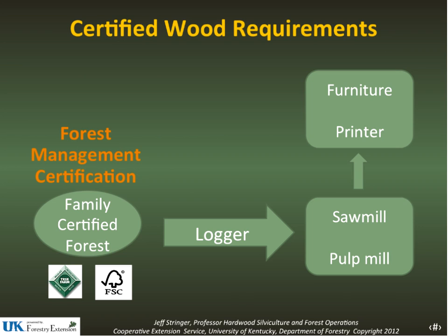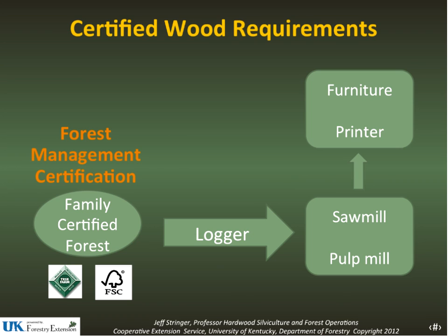Here we've got a diagram of a chain of custody, or a supply chain, if you will, that runs from the certified forest. Here we've got family certified forests that are certified either by American Tree Farm or Forest Stewardship Council, FSC, or both. These forests have an FM certificate, and that material is going to be cut and hauled by a logger, ultimately goes to a sawmill, pulp mill, that kind of thing. They make a product that's ultimately going to be used, and maybe go through multiple secondary producers, ultimately winding up in furniture or printing or whatever. So this is a diagram of a typical supply chain.